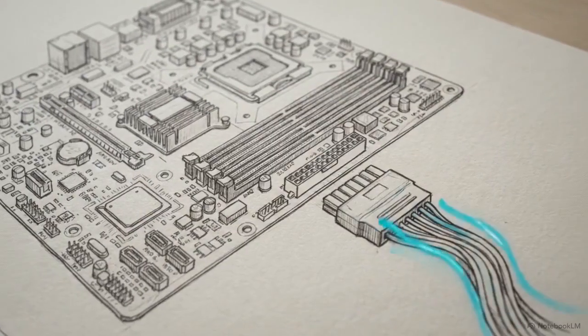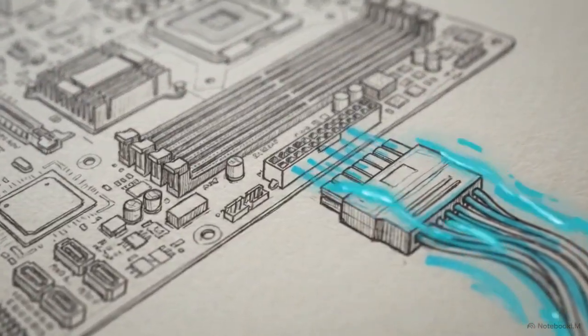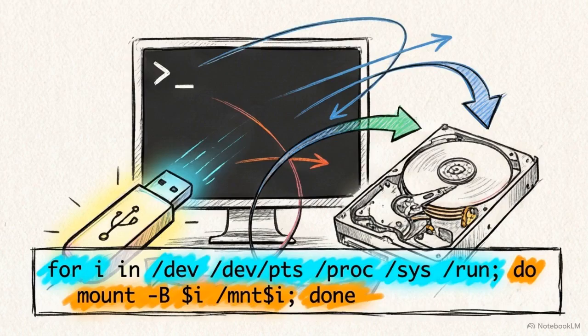The files are now accessible, but the internal package manager and repair tools are currently blind to the physical server hardware. They require live access to hardware telemetry to function, which is managed by pseudo-file systems like dev, proc, and sys. This shell loop syntax on screen maps that telemetry. It binds these specific live system directories directly into your newly constructed /mnt cage.